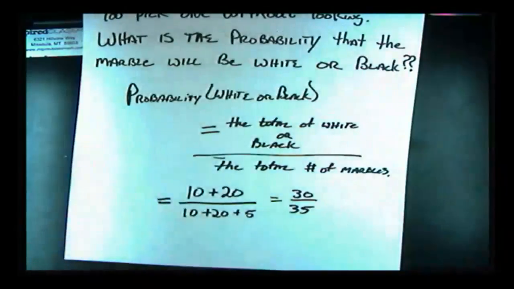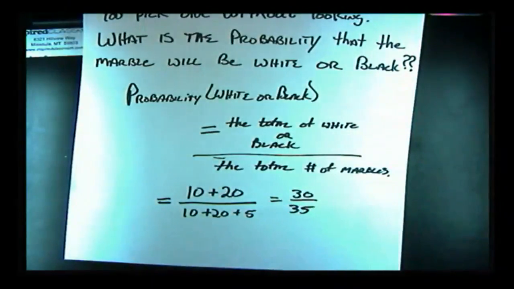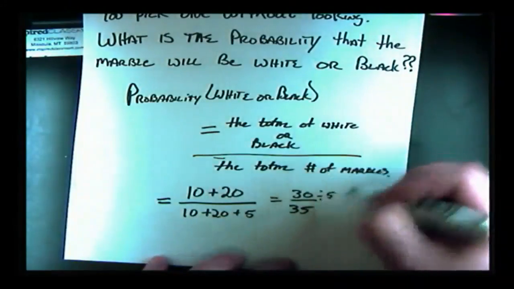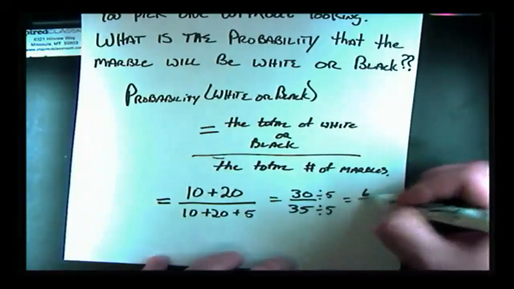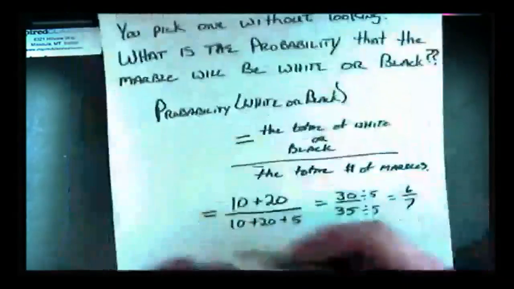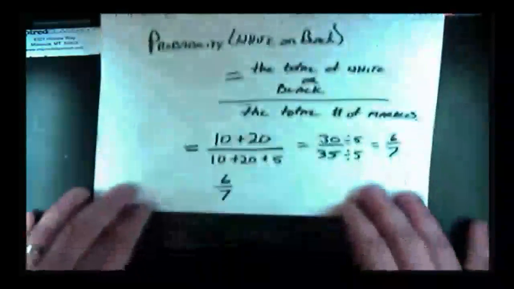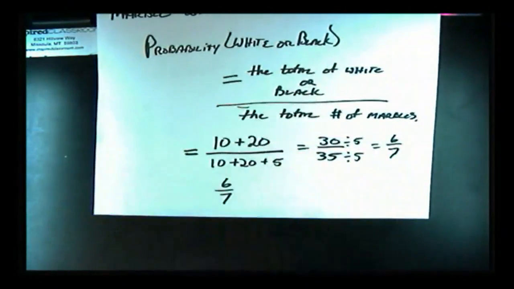And probabilities may or may not be reduced. So you have a 30 out of 35 chance of picking a white or black marble. Or, if you factor out what's common here, 30 divided by 5 is 6. And 35 divided by 5 is 7. So a 6 out of 7 chance of drawing a white or black marble.